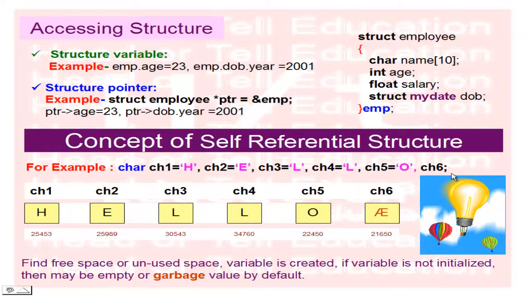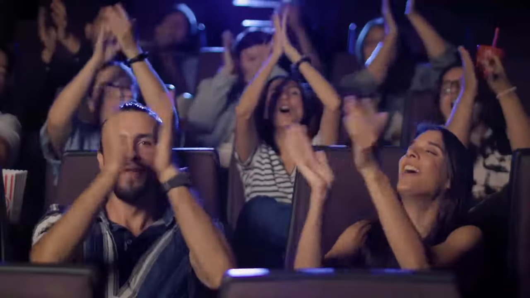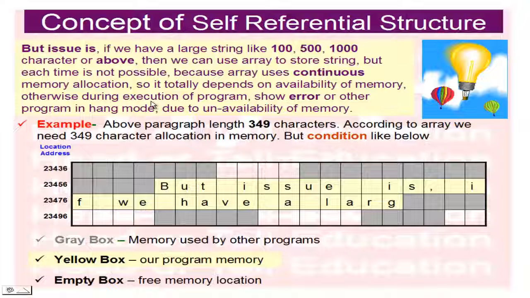If I have not assigned a value, the variable is assigned a garbage value, like in variable ch6, this is the garbage value. So what is the process? Find free or unused space, and the variable is created. If the variable is not initialized, then it may be empty or hold a garbage value by default. Now, in the previous slide we have no issue, the variable is created anyway.